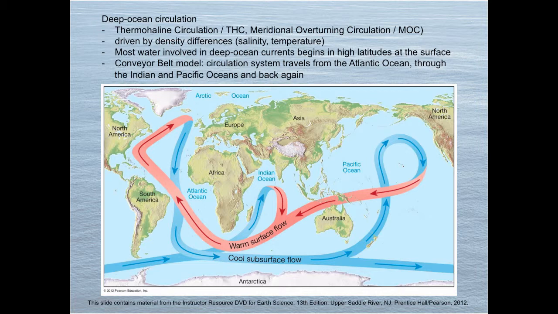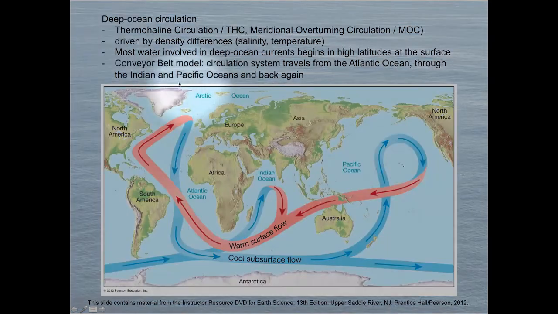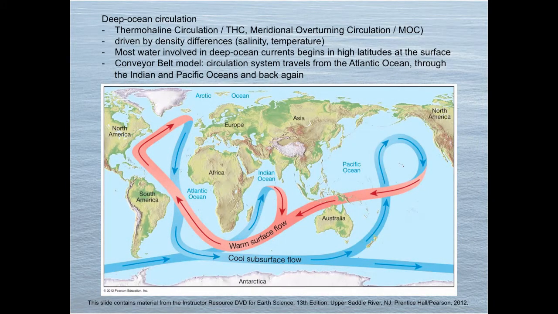warmer or less saline. Most water involved in deep ocean circulation begins in the high latitudes at the surface. When it gets to the high latitudes, because air temperature is so cold, it loses its heat and becomes cooler, and it also becomes denser. Now, there is some degree of precipitation-induced freshening, or ice cap melting freshening, which causes the salinity to drop and therefore the density to decrease. But for the most part, when water gets to high latitudes, it gets colder and denser and tends to sink.